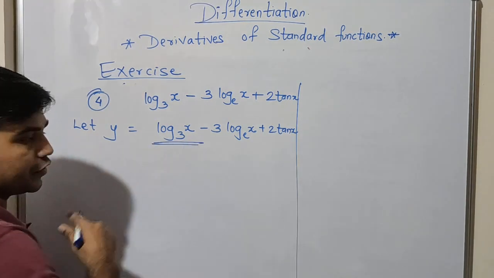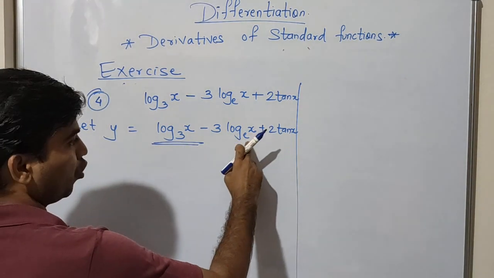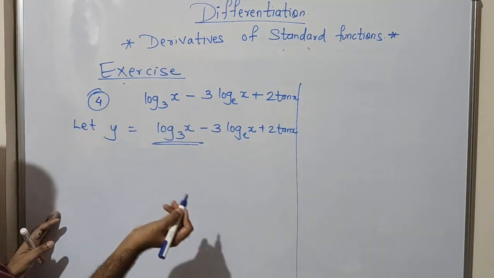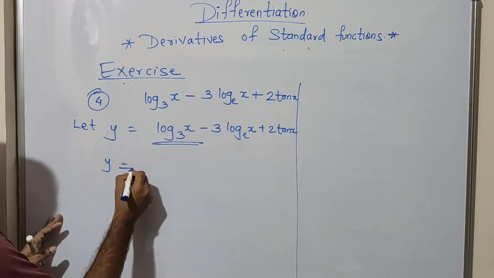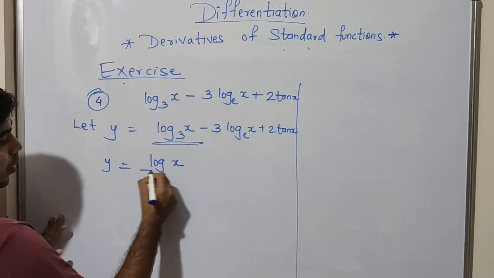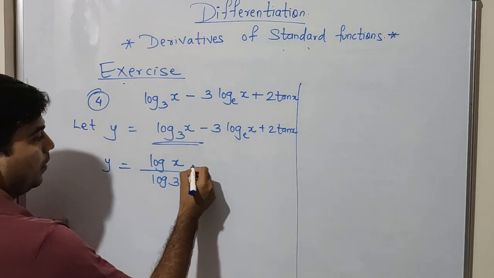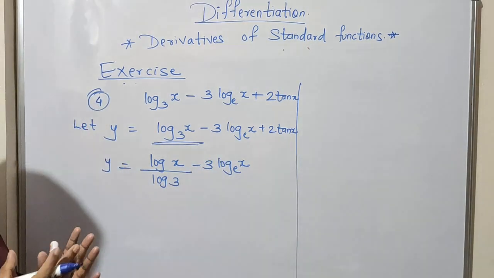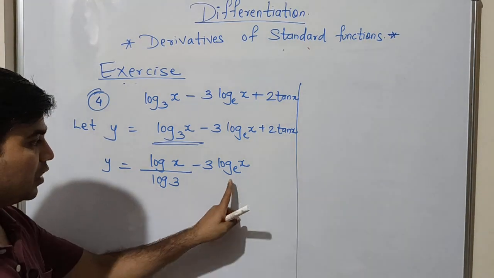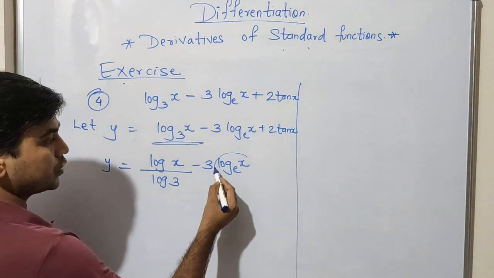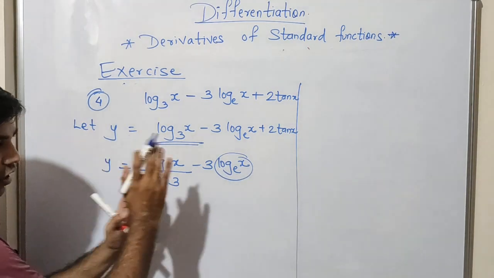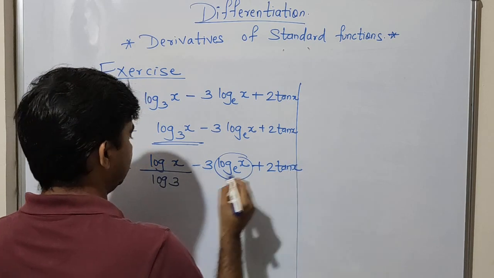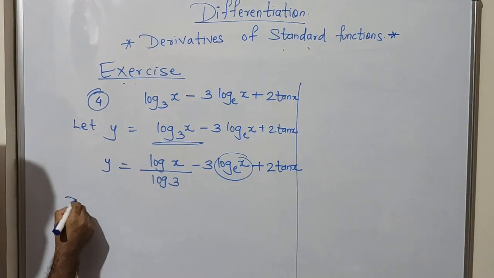Over here we have log of x to the base 3. Over here we have log of x to the base e, and we know that log of e is 1. Now, what can be done? You can write this as log of x upon log 3 minus 3 log of x to the base e. We know that the derivative of log x is 1 by x. That log is with the base e. So the derivative of log x to the base e is 1 by x. So you can keep it as it is. Plus 2 tan x.